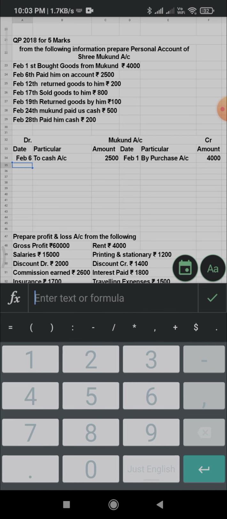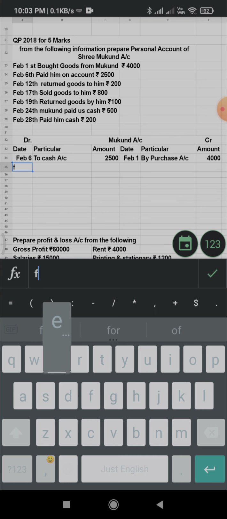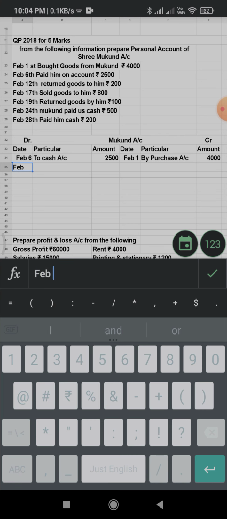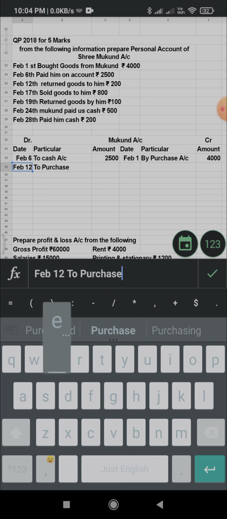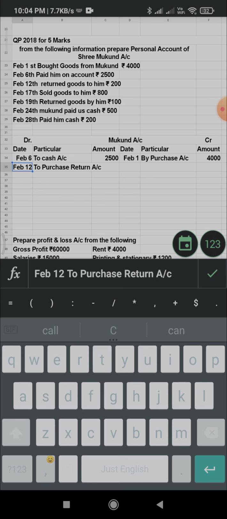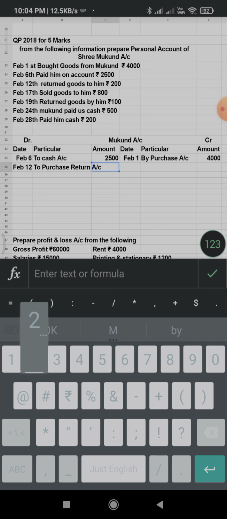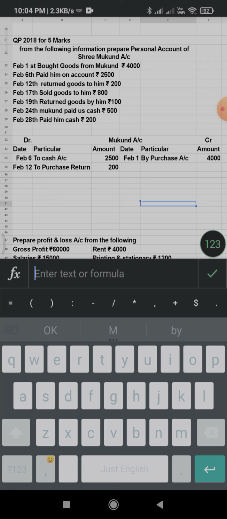So on the debit side of the Mukund account, we should write February 12th, to purchase return account. What is the amount? The purchase return amount they have given here is 200. 12th is returned goods to him. To whom did we return? We returned to Mukund. So the entry is Mukund account debit, purchase return account credit.